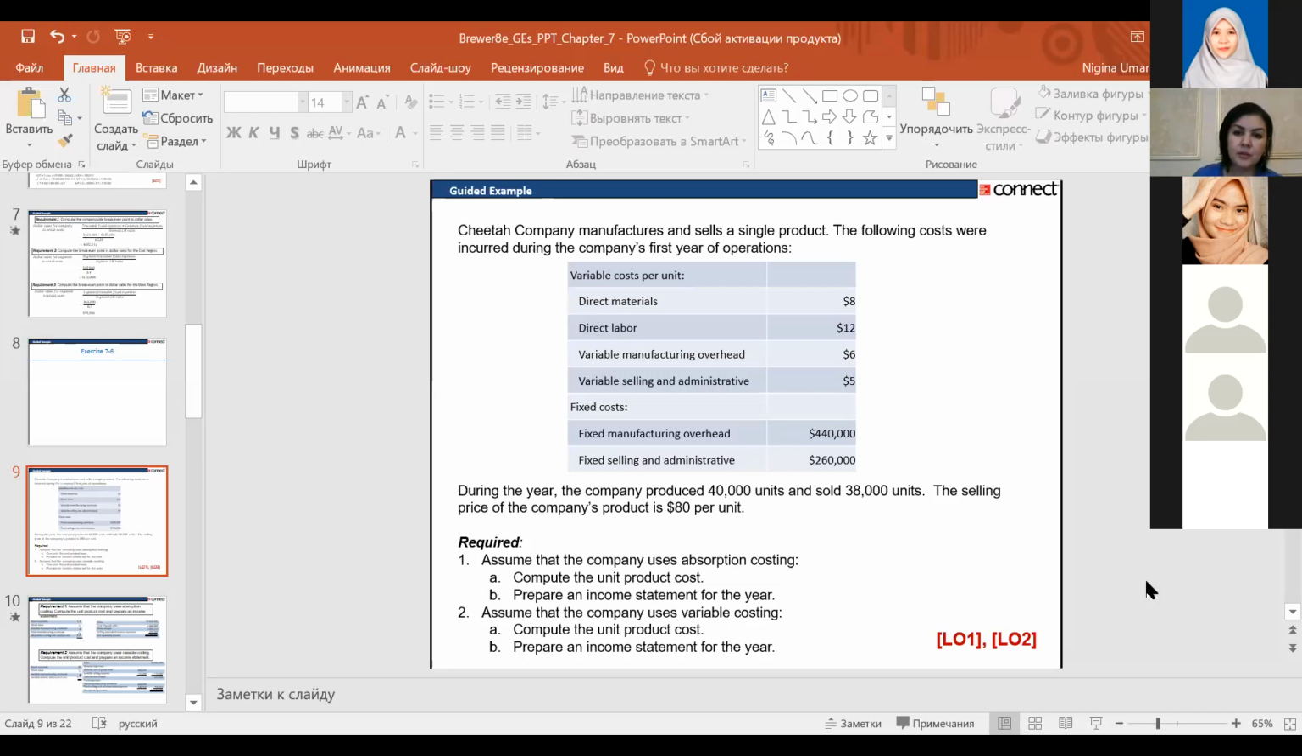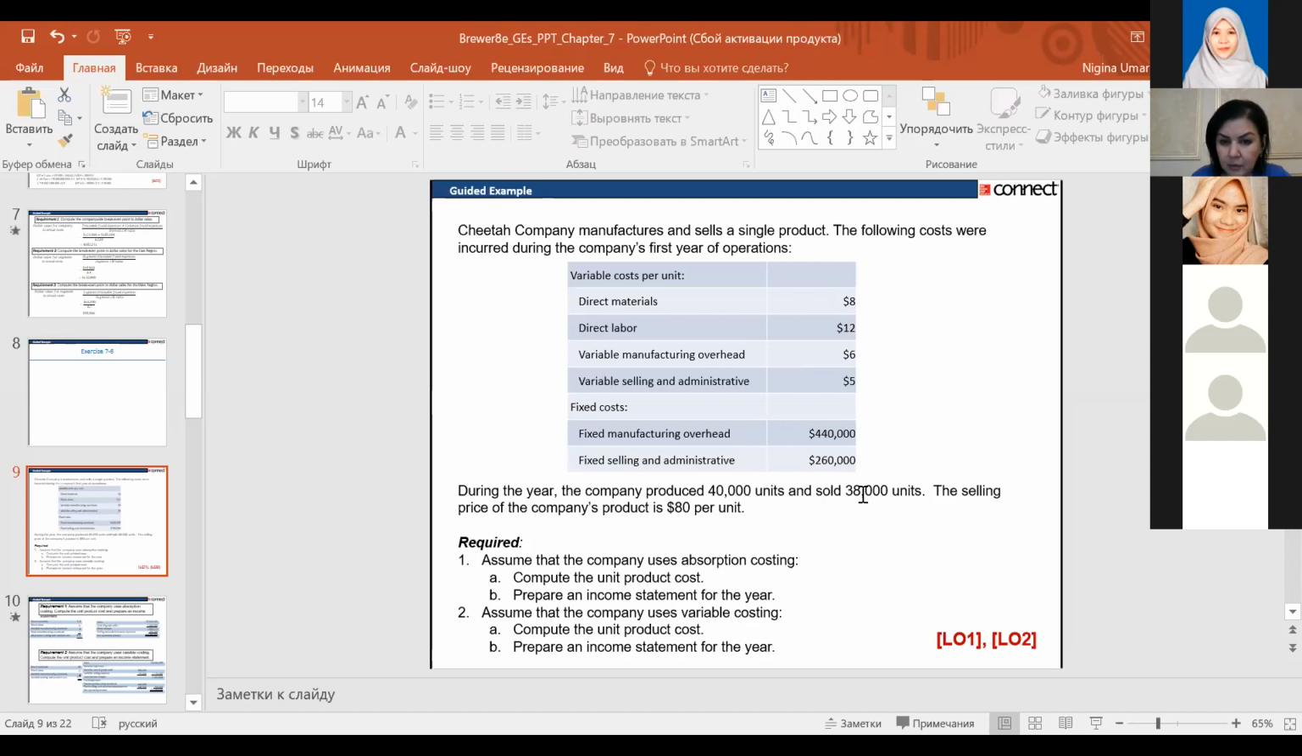Fabrianti, what is the cost under absorption costing? Do you remember we calculated direct materials plus direct labor plus variable manufacturing overhead plus $11 of fixed manufacturing overhead. The total cost of each unit is $37. The cost of goods sold: $37, I must multiply by which number? 38,000. Exactly, 38,000, the number of units sold.